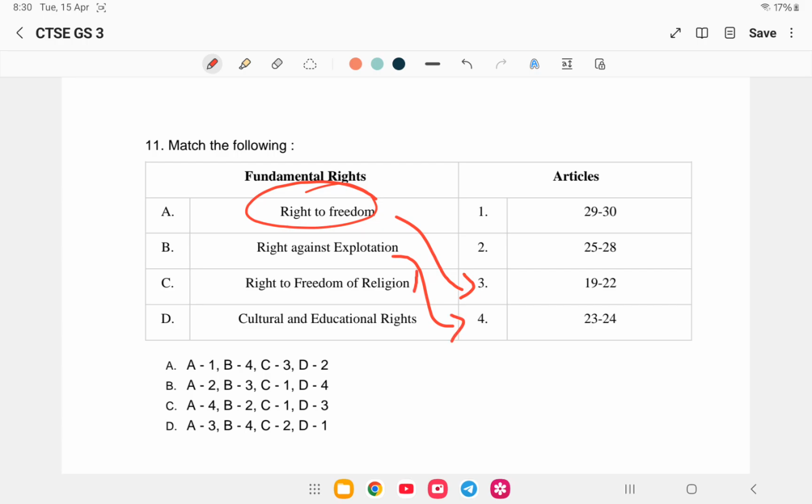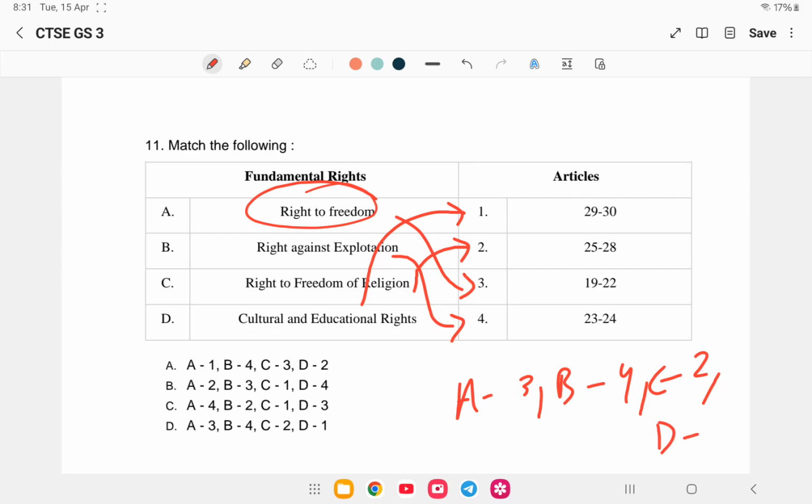Right to freedom of religion means any religion can be followed and religious institutions established, Article 25 to 28. And cultural and educational rights: minorities have educational rights and to preserve their culture, special provision is provided under 29 and 30. So it will be A is 3, B will be 4, C will be 2, and D will be 1. So A3, B4, C2, and D1 is option number D, the correct answer.